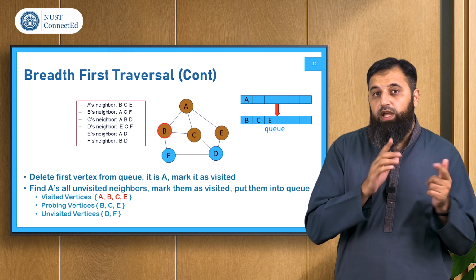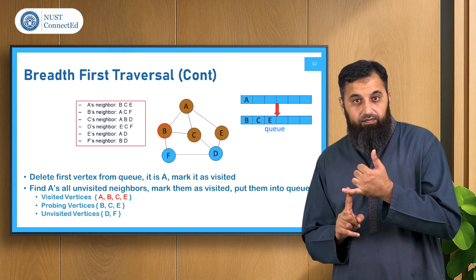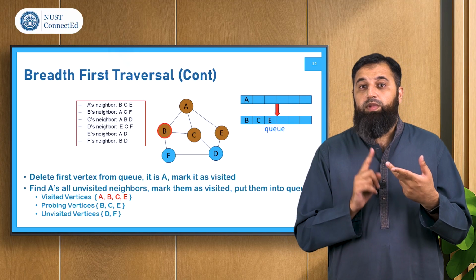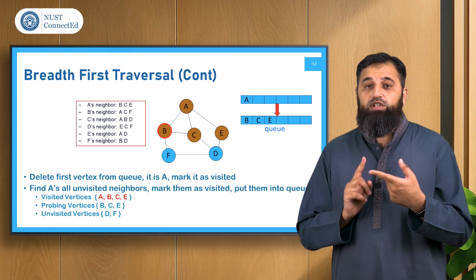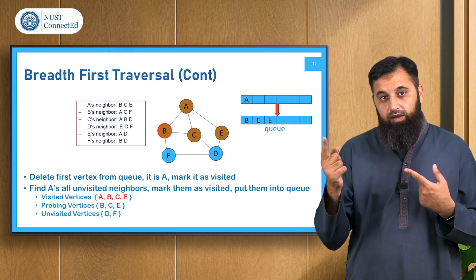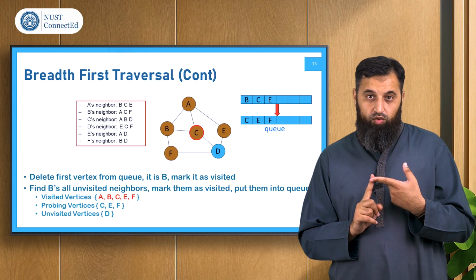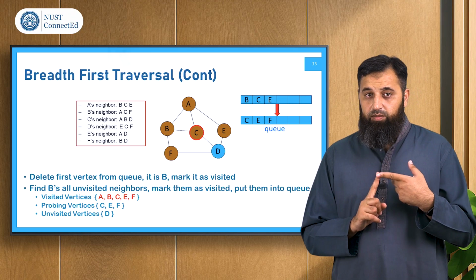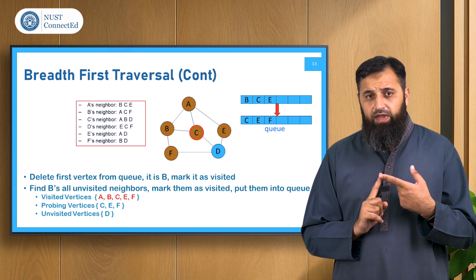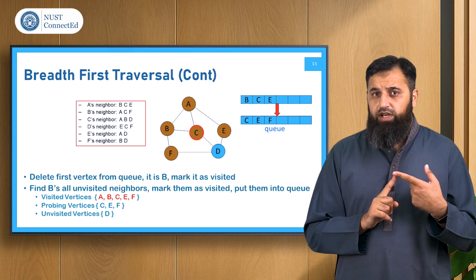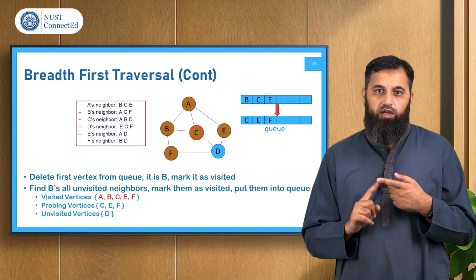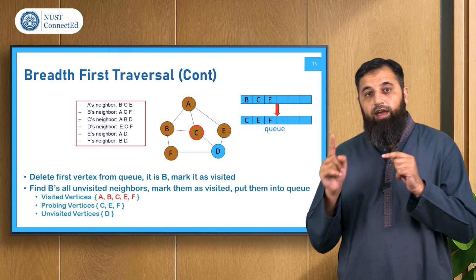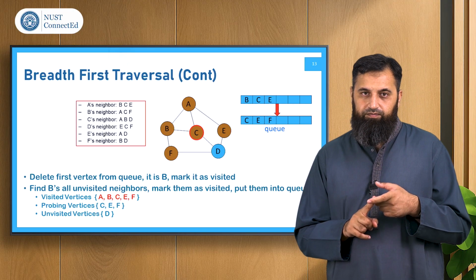Now visited includes A, B, C, E. The probing list now includes B, C, E, while the unvisited list includes D and F. After removing A, next we remove B from the queue and mark it as visited. We find B's unvisited neighbors, only F is unvisited. We mark F visited and add it to the queue. Now visited includes A, B, C, E, F, probing includes C, E, F, and unvisited includes D.